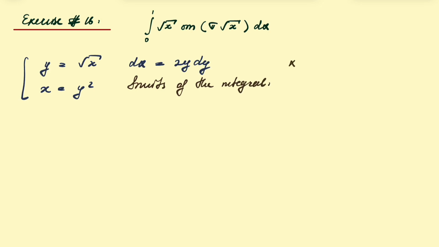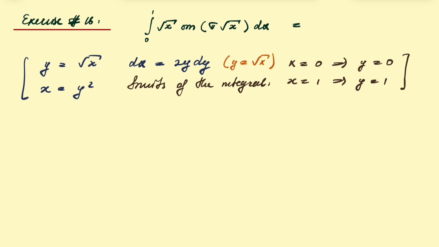We have x is equal to 0. In this case, since y is square root of x only, the y will be 0 as well. Let me mention it here, that again, y is equal to square root of x. The same for x equal to 1: y is equal to 1, so limits won't change.